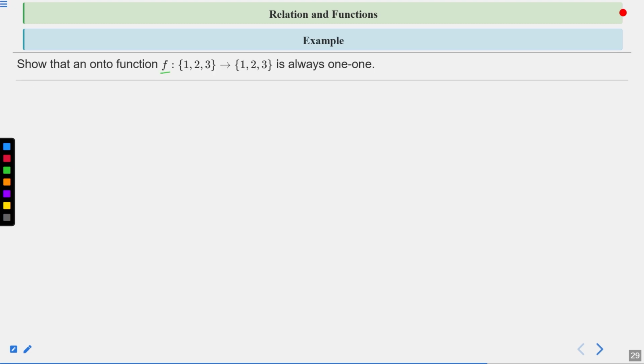Another example: a function defined from the set {1, 2, 3} to the set itself, {1, 2, 3}, and we have to show that if this function is onto, it is already given that it is onto, then we have to show that an onto function from {1, 2, 3} to {1, 2, 3} is always 1-1.